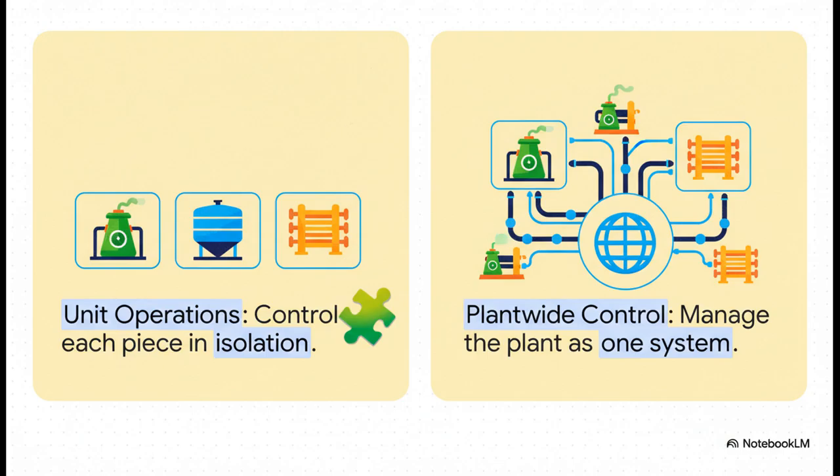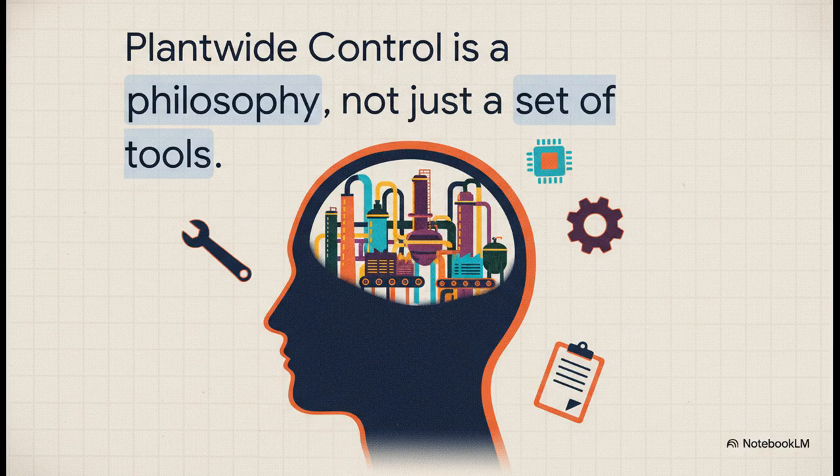See, the old way of doing things was called unit operations. You'd have engineers who would perfect the controls for the reactor, and then another team would perfect the controls for the separation column. Everybody worked in their own little silo. The new way, plant-wide control, starts with a totally different idea. You cannot control any single part without thinking about how it affects everything else it's connected to. And this is the really crucial point to get. Plant-wide control isn't just about better computers or some fancy new algorithm. It's a philosophy. It's a whole new way of seeing the plant, not as a collection of separate machines, but as a single, living, interconnected organism.